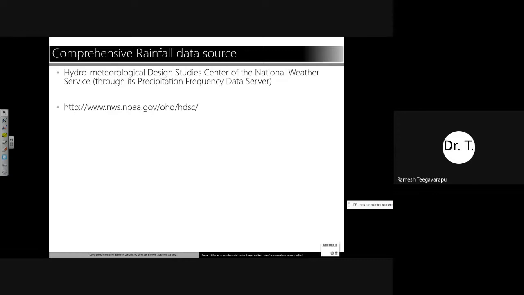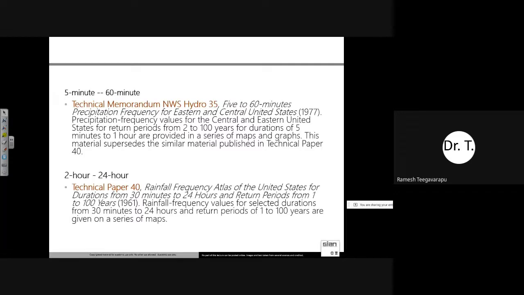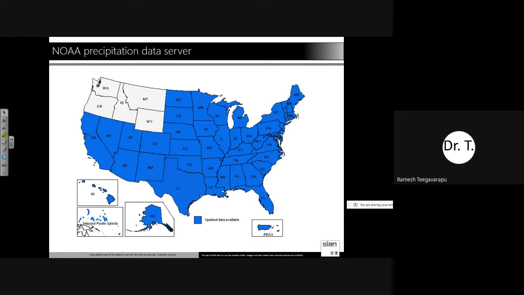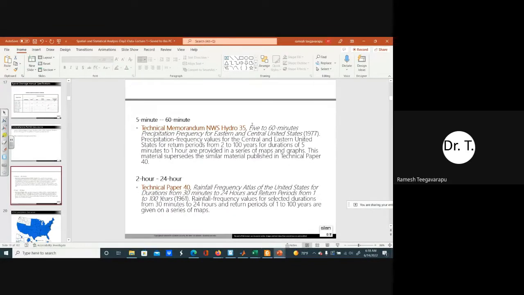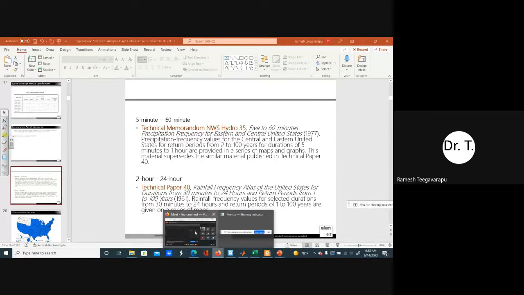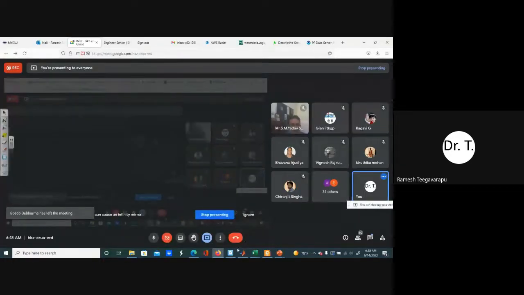Okay, so we do have a comprehensive rainfall database, which is available at this particular server, which we call the NOAA Precipitation data server. So the National Oceanic and Atmospheric Administration website, where you can actually get your data, I'll show you quickly, here.